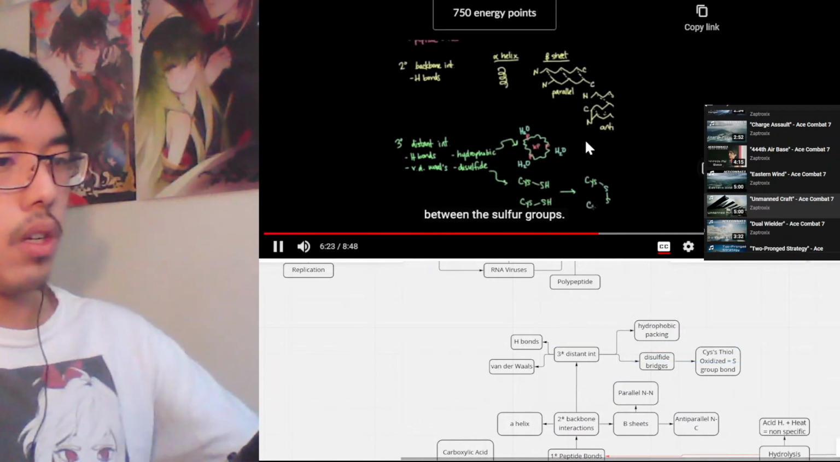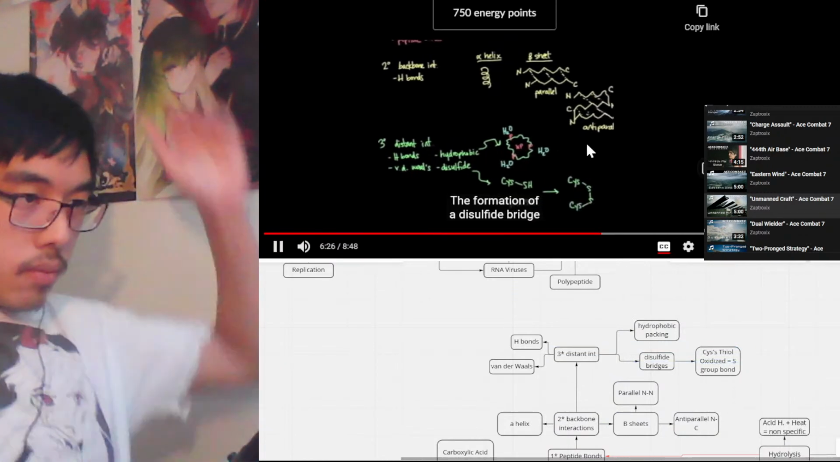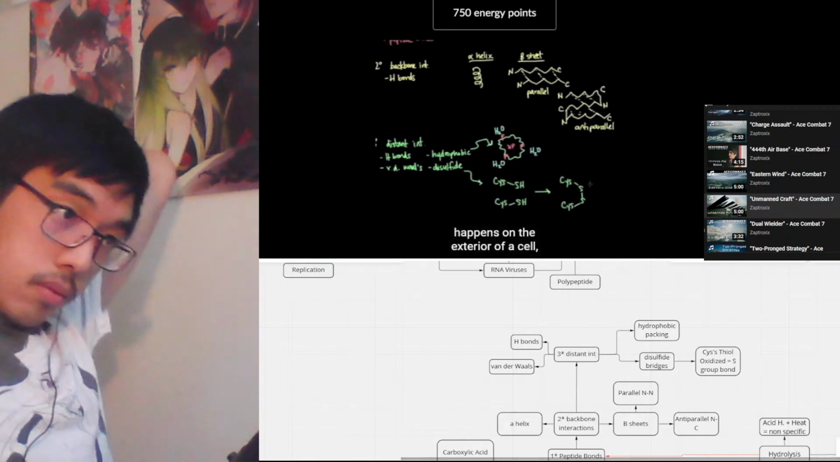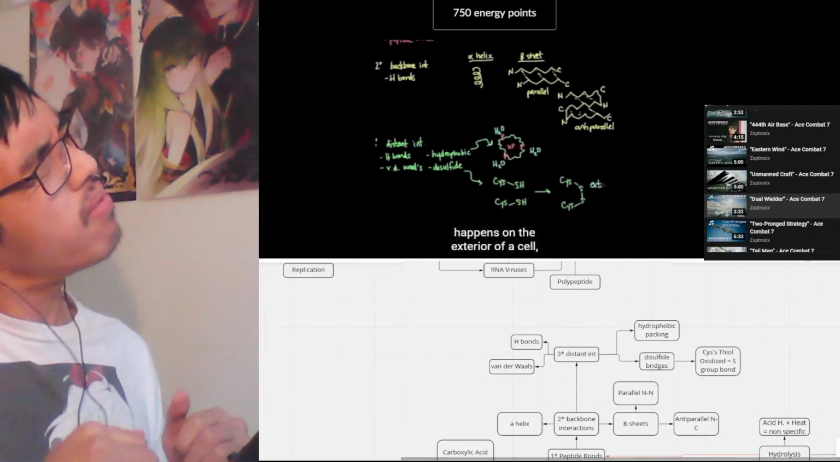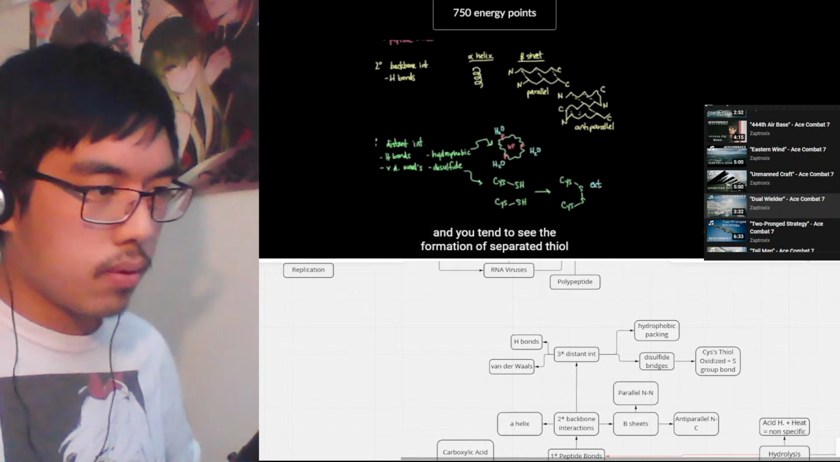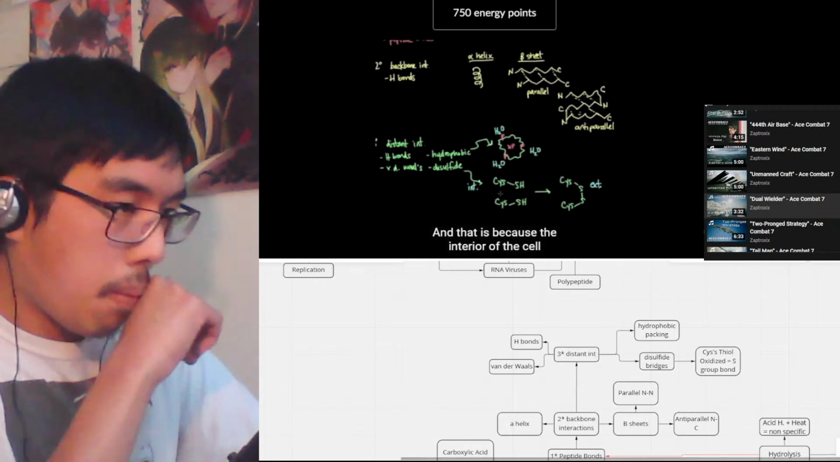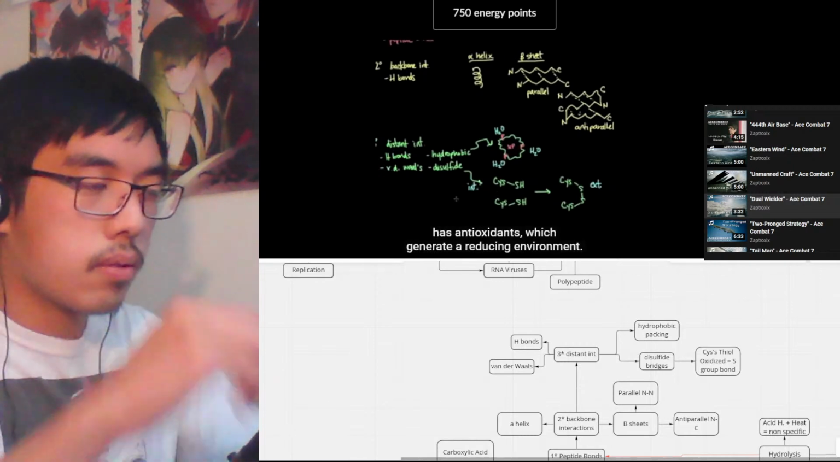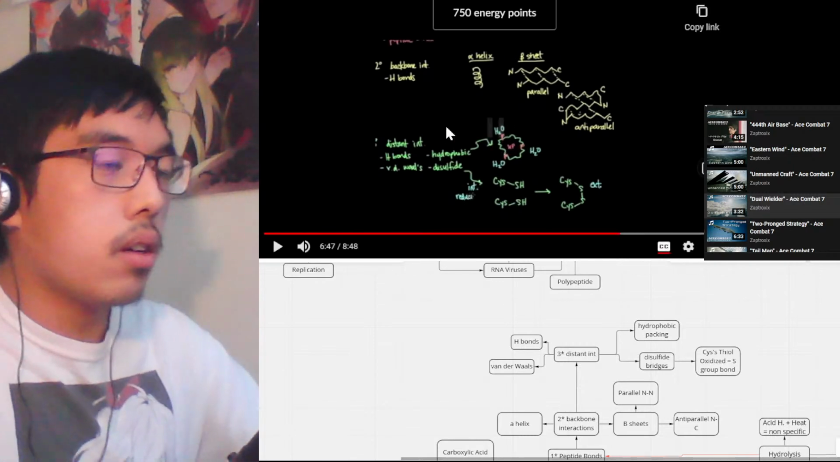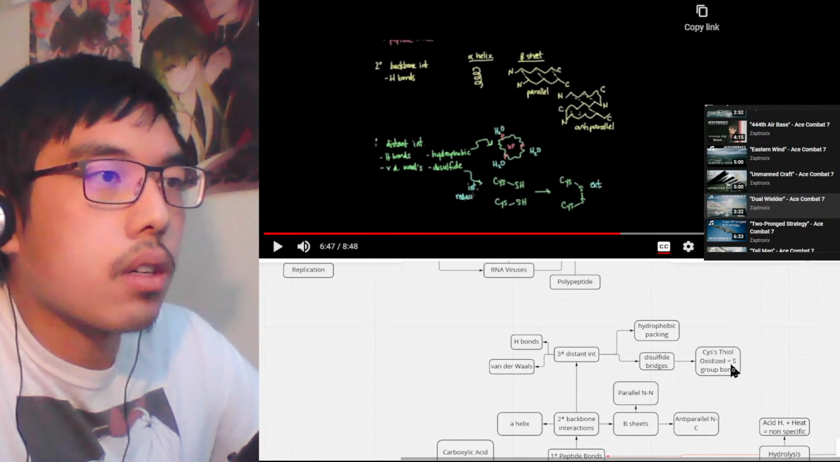All right, got it. The formation of a disulfide bridge happens on the exterior of a cell. And you tend to see the formation of separated thiol groups on the interior of a cell. And that is because the interior of the cell has antioxidants, which generate a reducing environment. Okay, I did not actually know that. Interesting.